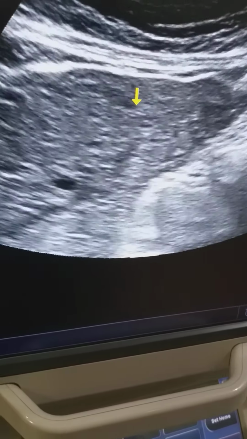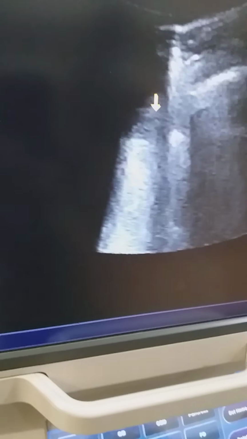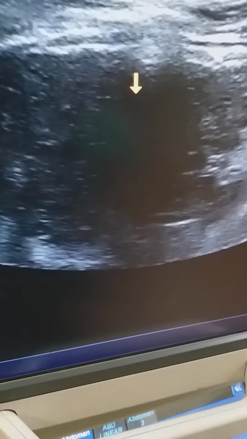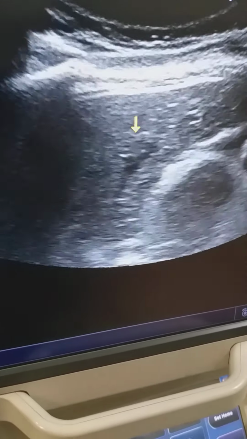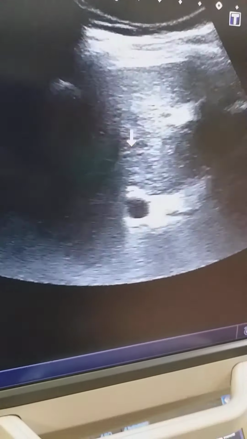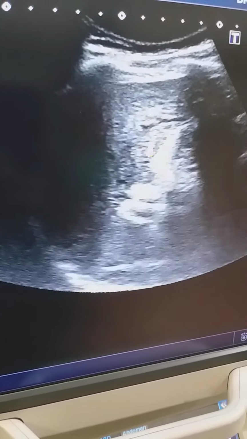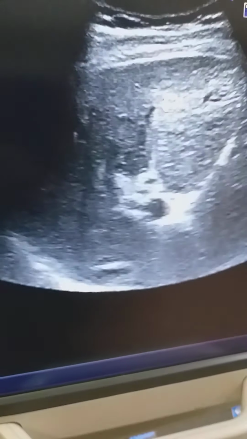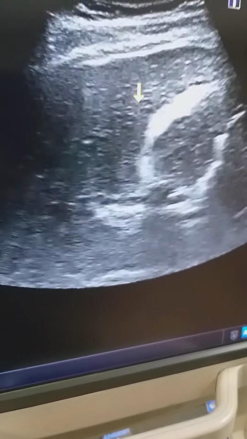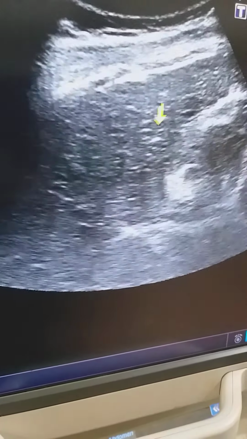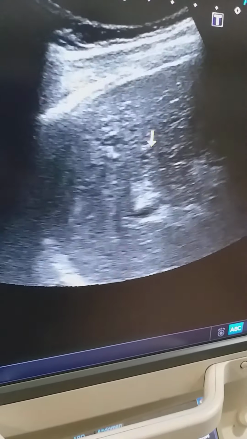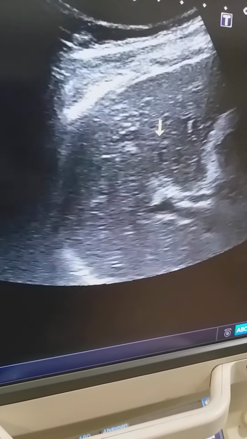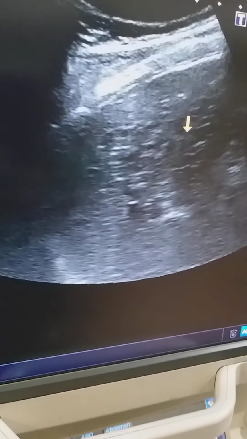Now I move to the right lobe of the liver. This is again the right lobe of liver. Here we can see that the liver has not smooth appearance. No smooth parenchyma is appreciated. Rather it has heterogeneous echo texture.